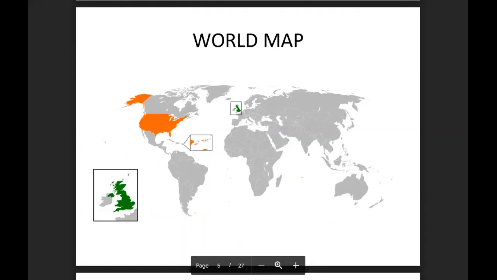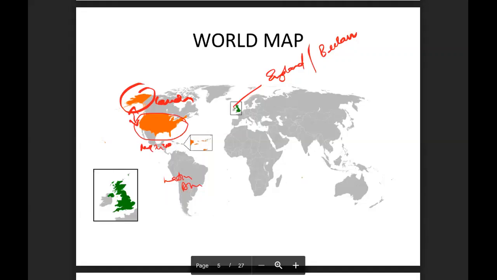Okay. So currently, USA is this one. This is Alaska, one political union, and we have Canada here, and we have Mexico here. This is Latin America or South America, and we have England or Britain.